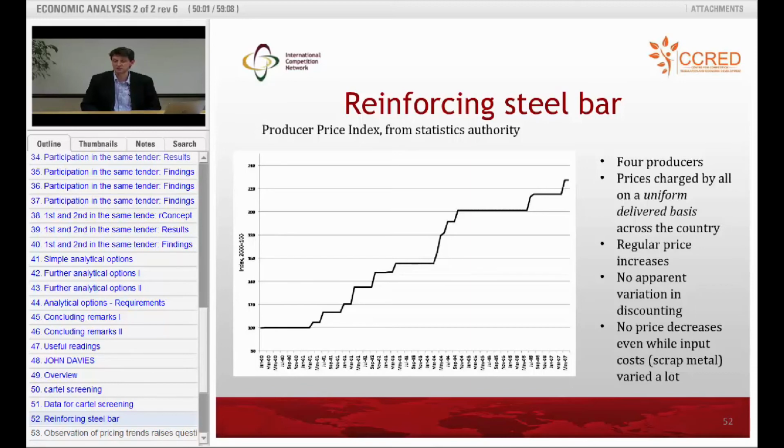They're meant to be prices net of discounts and rebates. So it's important to check that that is the case. And even if it's not, if the Stats Authority has been given prices which are ex factory prices but not necessarily net of all the rebates and discounts, it may be a useful starting point to then go out. In the reinforcing steel bar case, you can see that the price series has got steps in it.